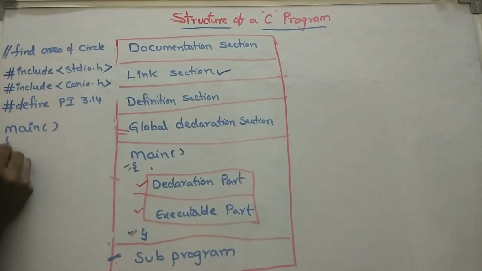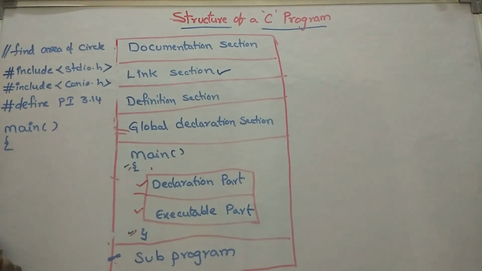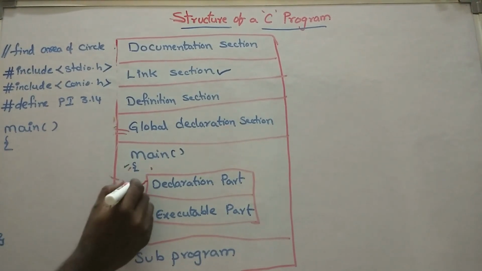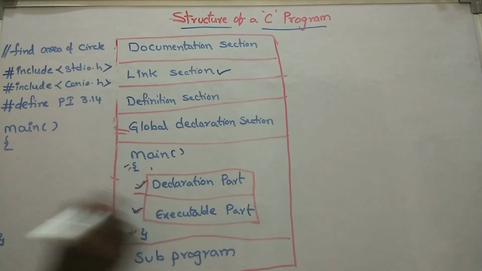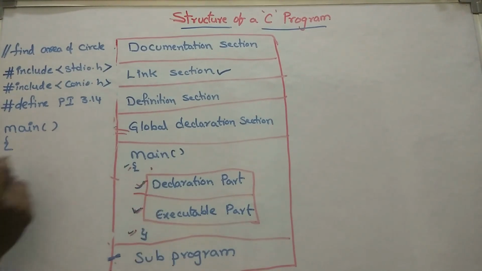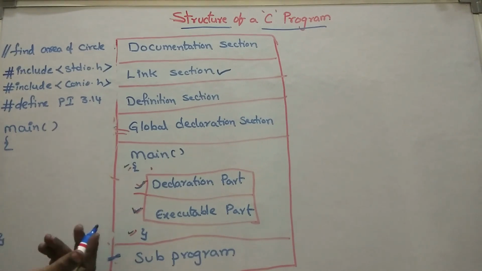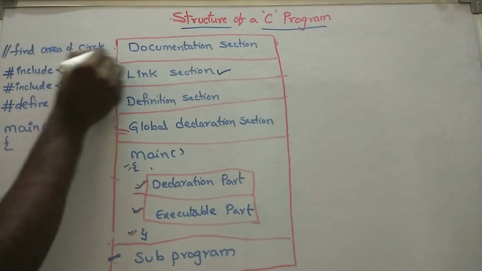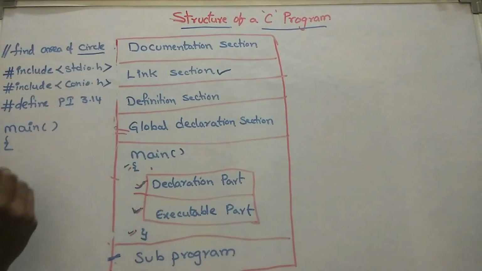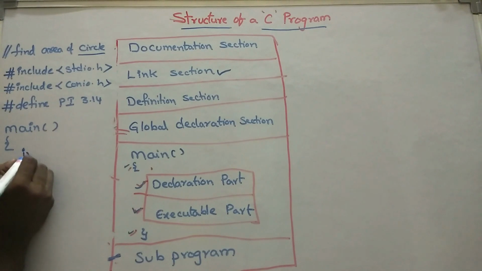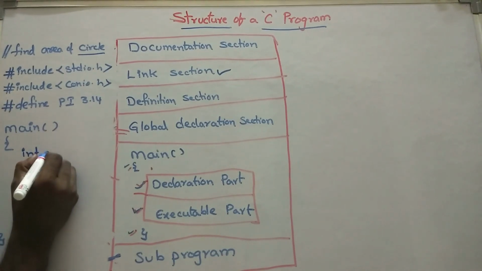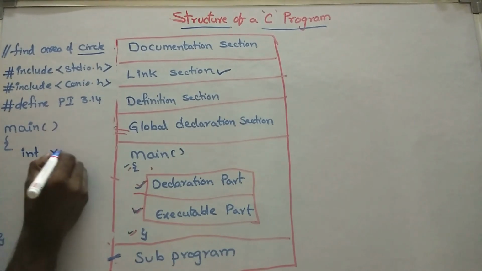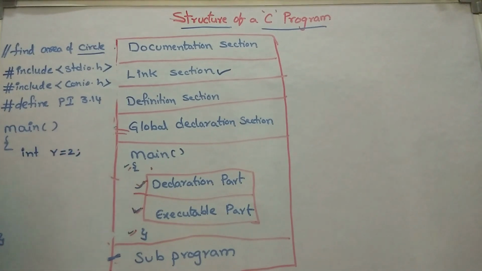Main, open brace and then close brace. In it we have two parts: one is the declaration part, another is the executable part. Now what is the need of the declaration part? In the declaration part, we declare the variables. What is the problem statement? Find the area of the circle. Now I declare the radius value, that is the r value. Suppose r value is 2, I can declare that.